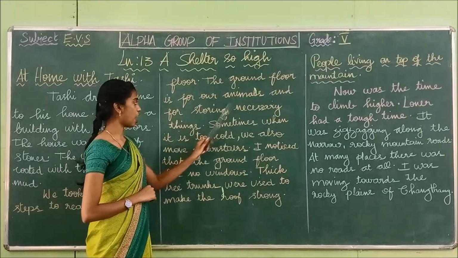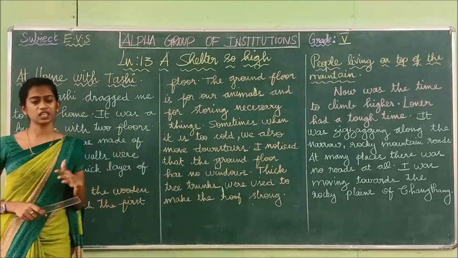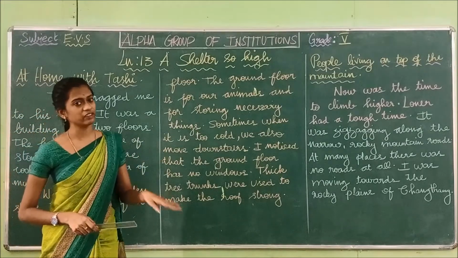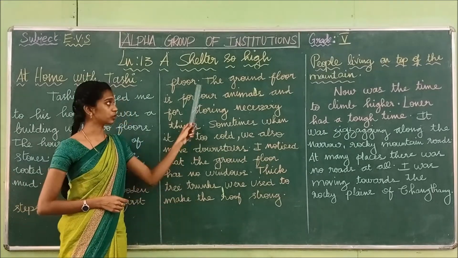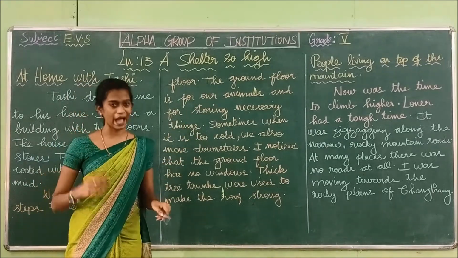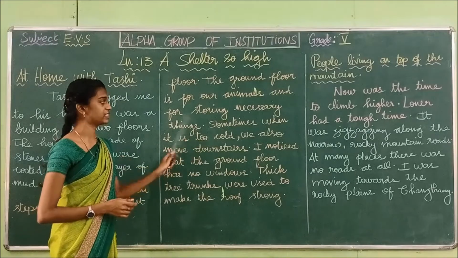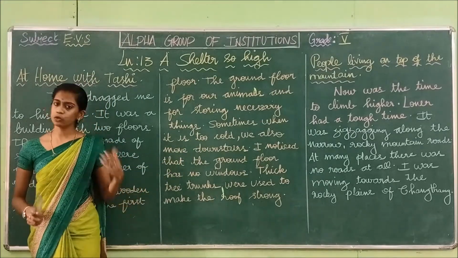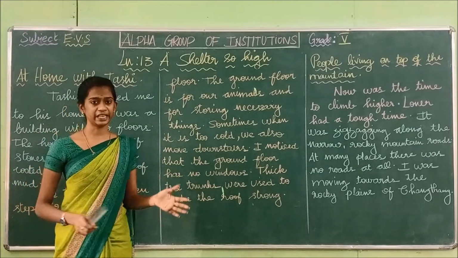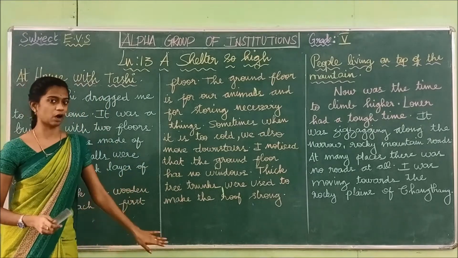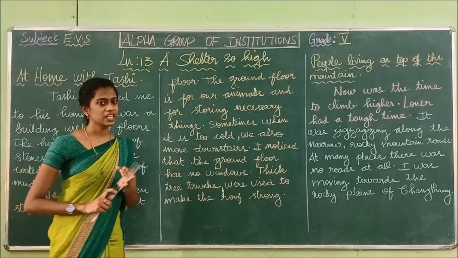The ground floor is for our animals and for storing necessary things. So on the first floor, Tashi and his family are living. So below there will be the ground floor. And what do they have on the ground floor? They are having animals. Okay, so the ground floor is for all animals. Not only for the animals but also for storing necessary things. Necessary things means the things which they need. So on the first floor they are living, and on the ground floor there are animals as well as the things that they need.